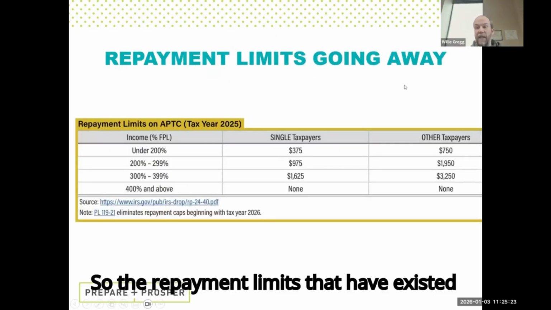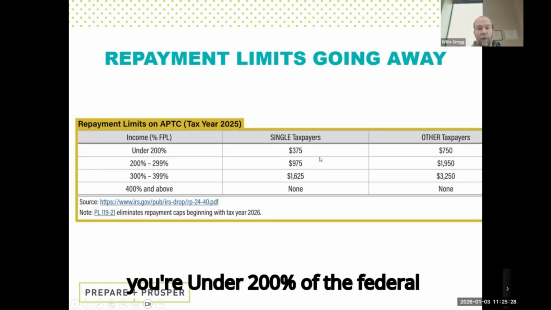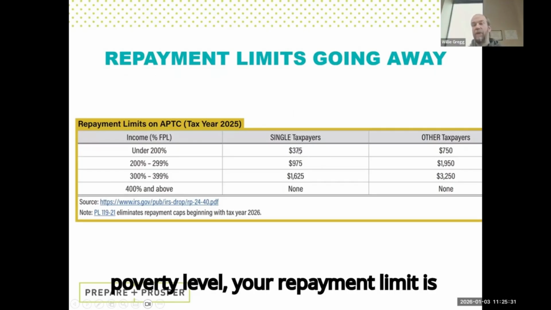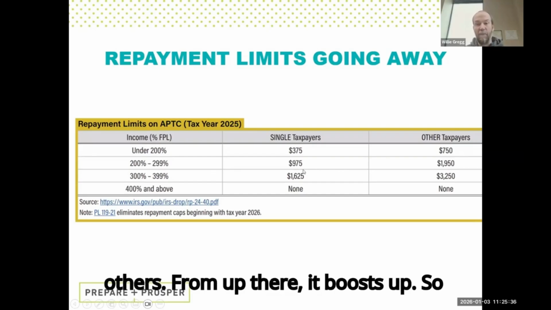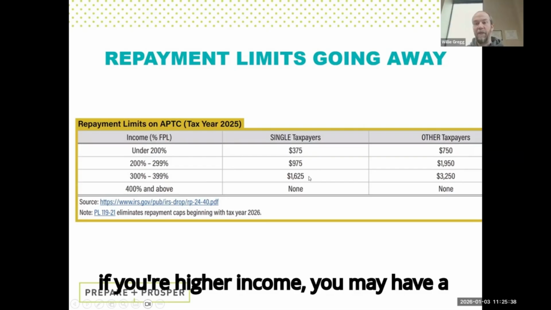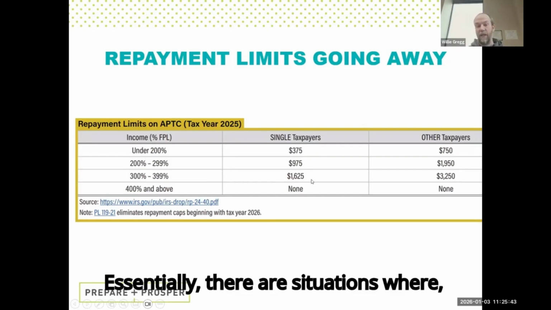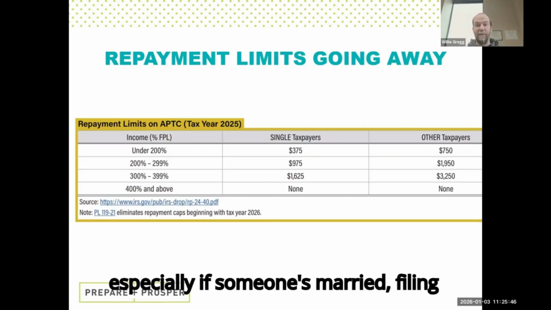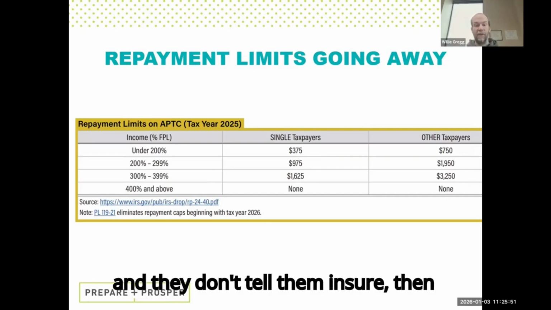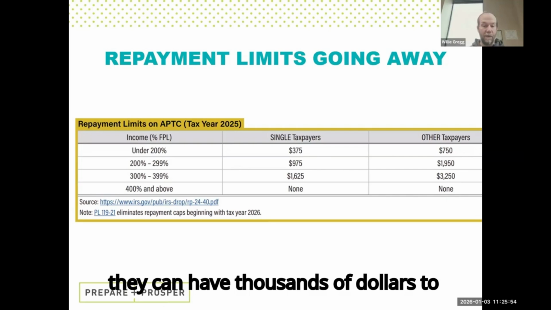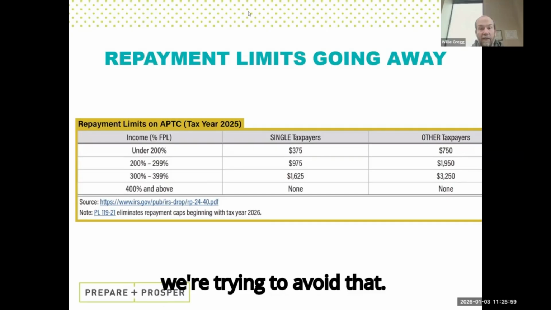So the repayment limits that have existed for a while. For example, if you're under 200% of the federal poverty level, your repayment limit was $375 for single, $750 for others. From up there, it boosts up. So if you're higher income, you may have a limit of $1,625 per other taxpayer. But essentially, there are situations where, especially if someone's married filing separate, or if there are income changes that drastically change things, and they don't tell MNsure, then they can have thousands of dollars to repay on their taxes. So we're trying to avoid that.